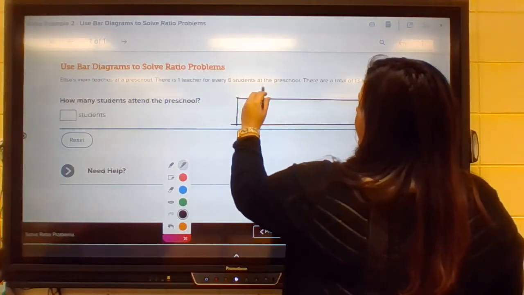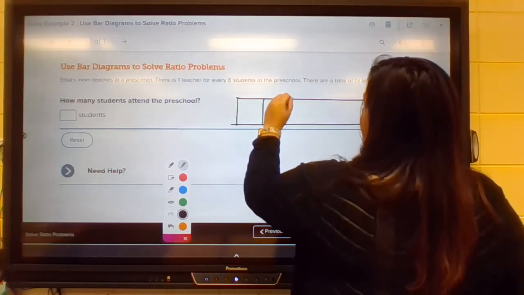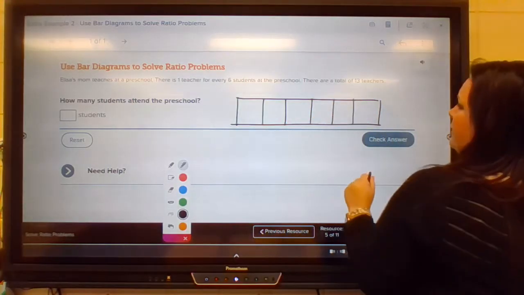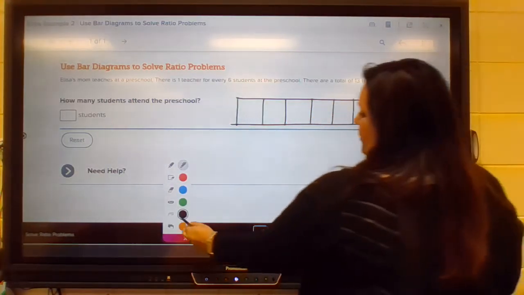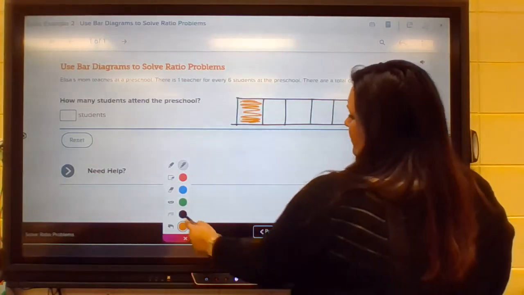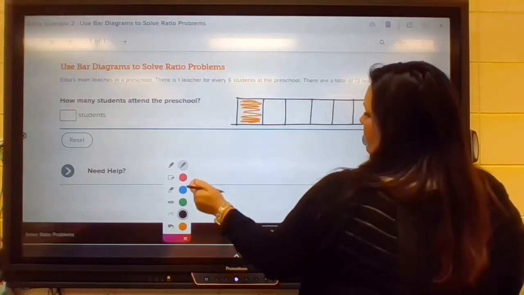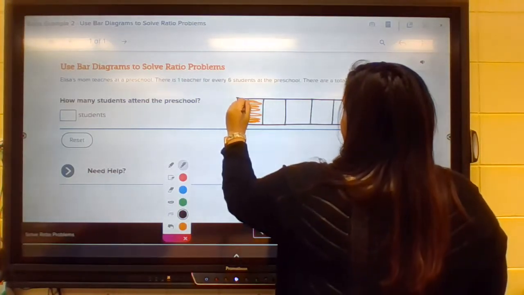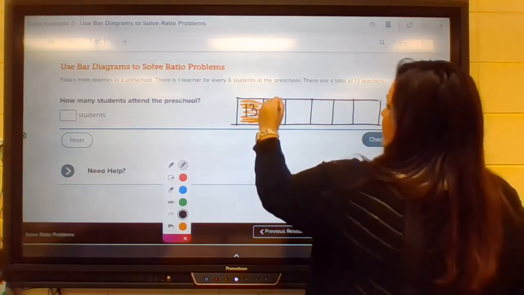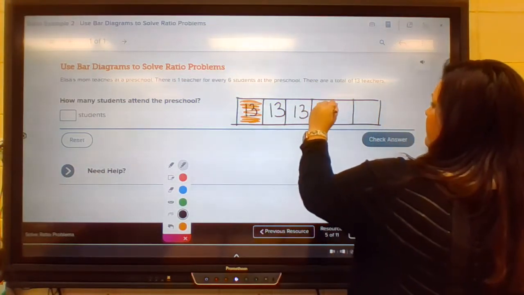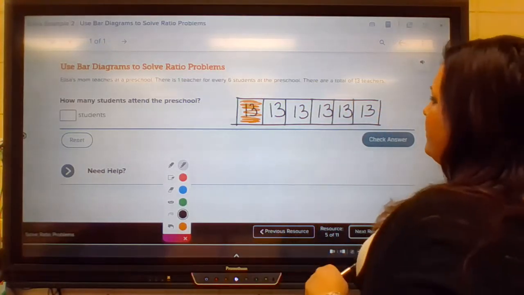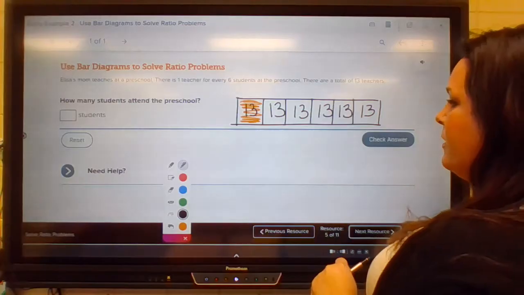So we're going to start by dividing it into 6. 1, 2, 3, 4, 5, 6. Okay. We know 1 section here. And that would be worth, this is the teachers, right? So this is that 13. Well, if this bar is worth 13, then all the sections are worth 13. So we would do 6 times 13.